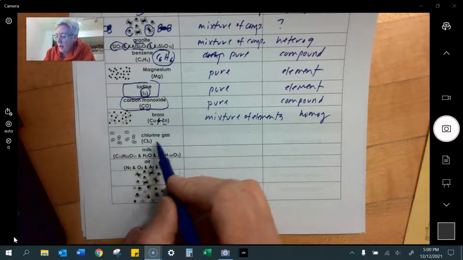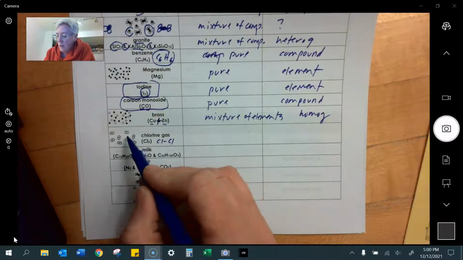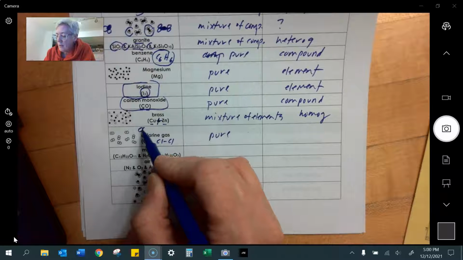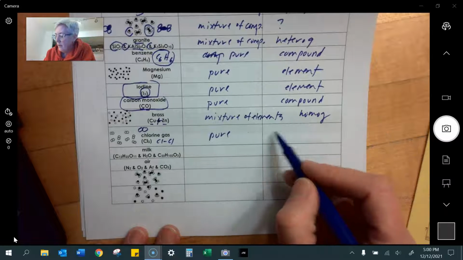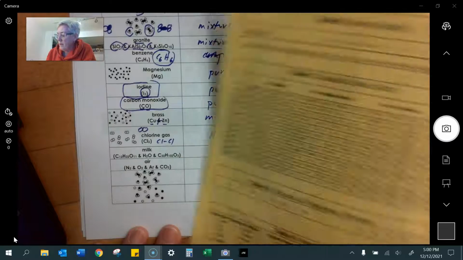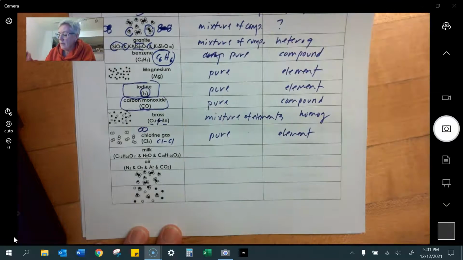All right, chlorine gas. We have Cl joined to Cl, Cl2. That's pure because the only thing in this little box are these two circles connected, and that's an element. Chlorine is one of these diatomic elements on the back.